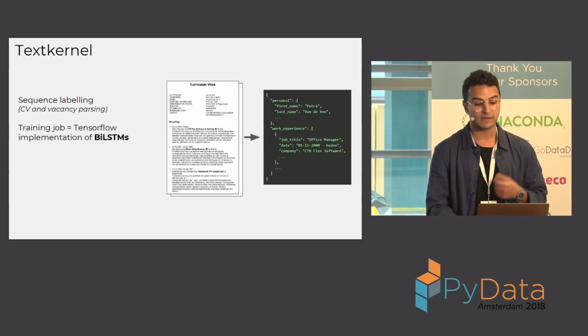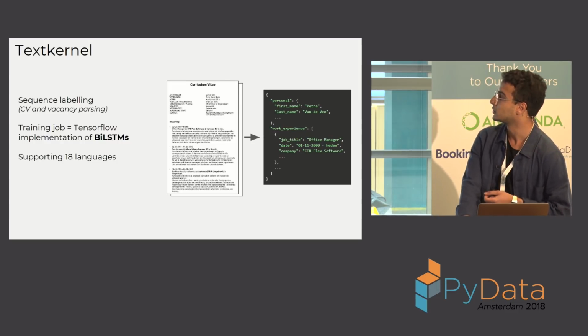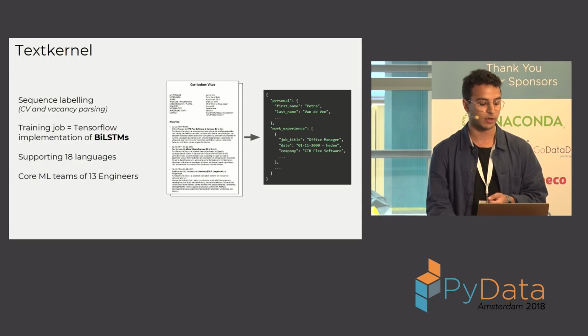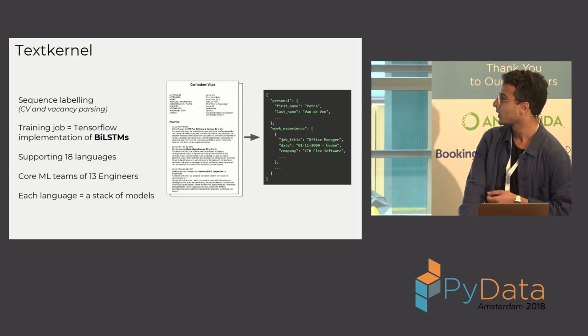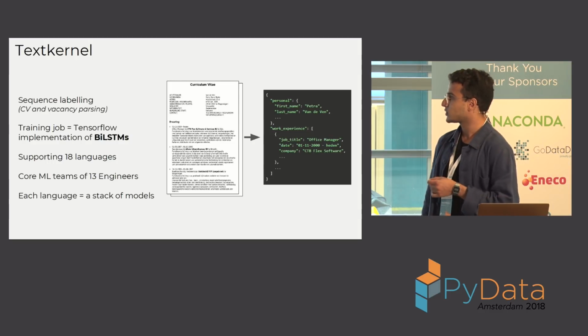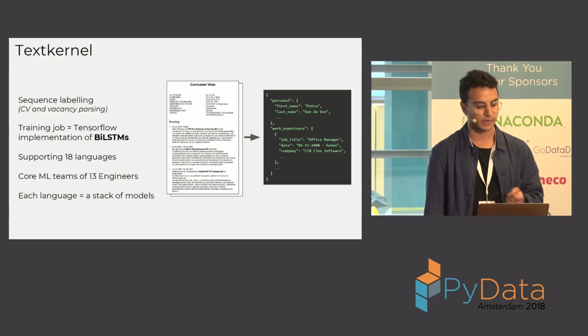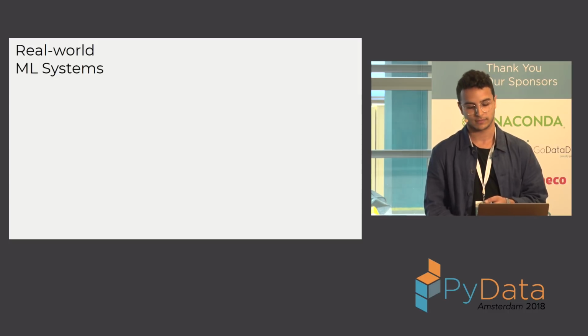So we have a lot of machine learning jobs based on TensorFlow. And we have this new wave of deep learning models based on BiLSTMs. And these are basically TensorFlow implementation. And we support a lot of languages, like 18 languages, I think, or even more. And we have a core machine learning team of 13 engineers doing these training jobs regularly. And each language is not actually one model, it's a stack of models. So we have, I think, 6 models per language. So as you might have guessed, we have hundreds of TensorFlow jobs to train.